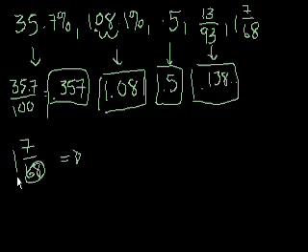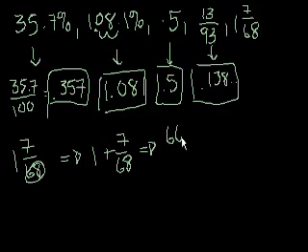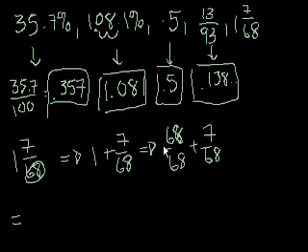And why does this make sense? Because this is the same thing as 1 plus 7 over 68, right? 1 and 7/68 is the same thing as 1 plus 7 over 68. And that's the same thing, as you know from the fractions module, as 68 over 68 plus 7 over 68. And that's 68 plus 7 is 75 over 68. So 1 and 7/68 is equal to 75 over 68.